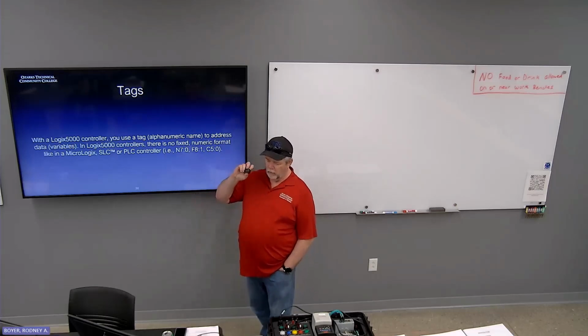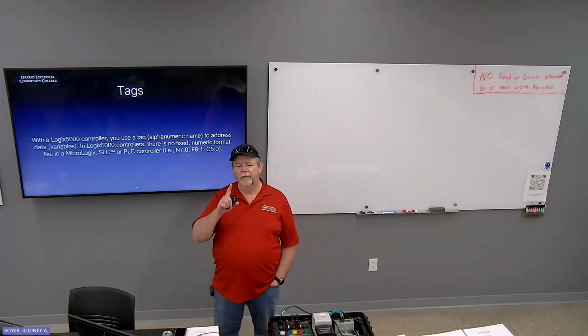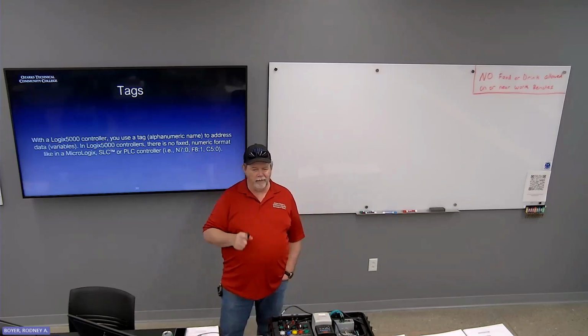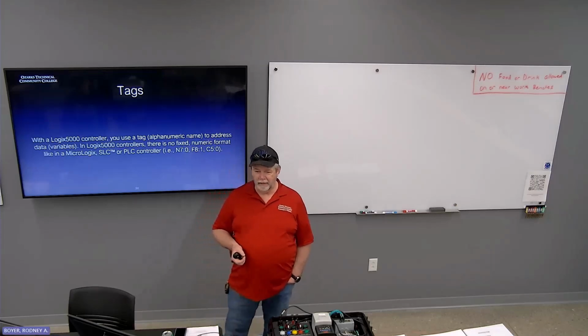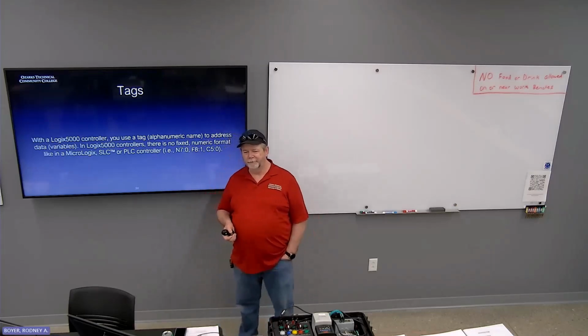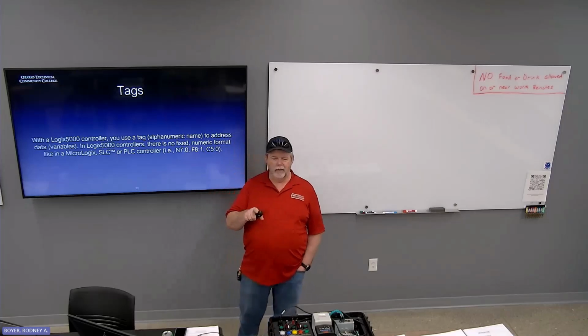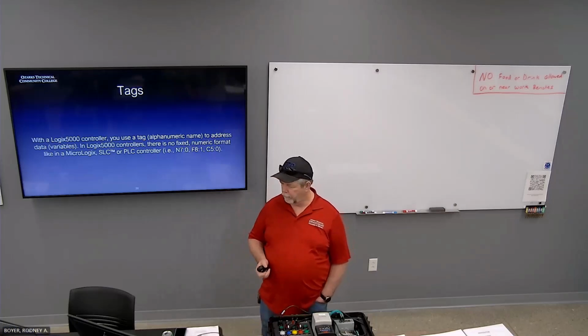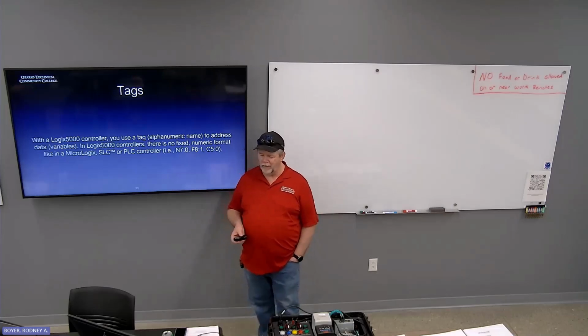Tags. For a Logix 5000 controller, you use a tag, which is an alphanumeric name. It must start with an alpha character, A, B, C, D, as opposed to numeric. The only special character that is allowed is an underscore. In Logix 5000 controllers, there is no fixed numeric format like in MicroLogix, SLC, or PLC-5: N7, F8, C5, that sort of thing. They don't exist.